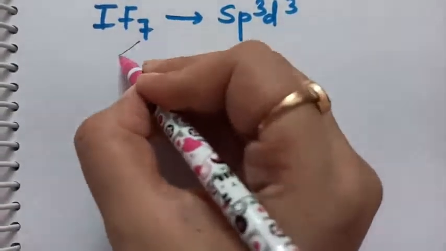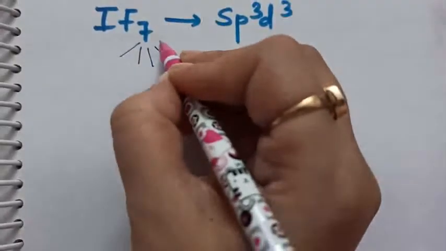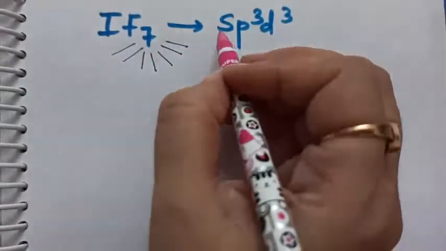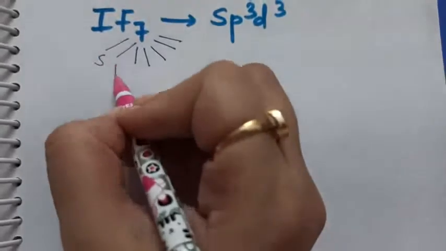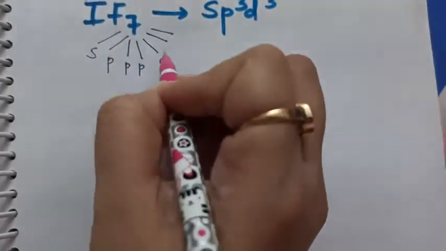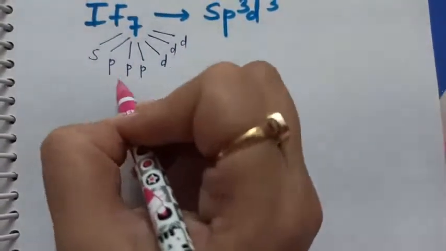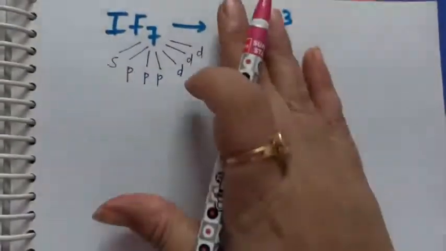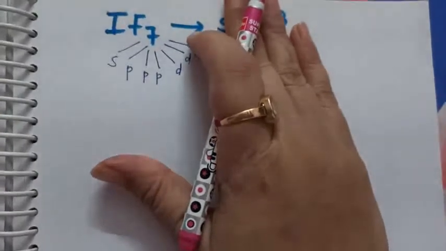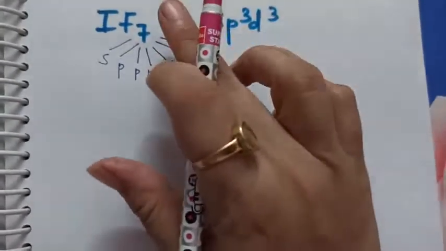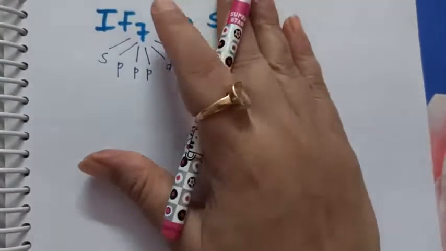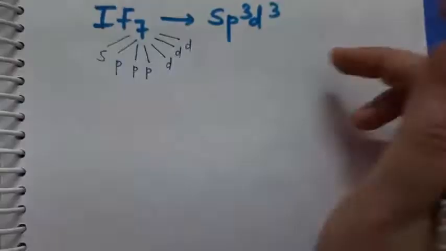With this number 7 you can draw 7 lines and then start writing S, then 3 times P, then 3 times D. So what comes? sp3d3. This is how we can take out the hybridization. Suppose somebody gives us a question: what is the hybridization in IF7? So you write like this and take out.